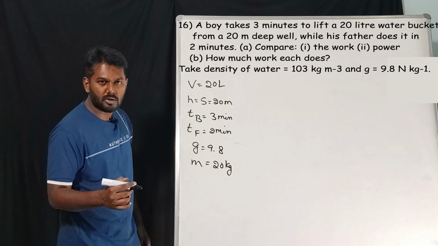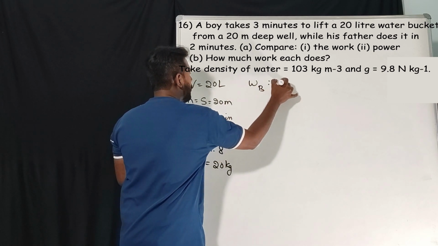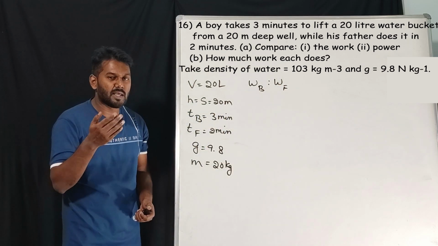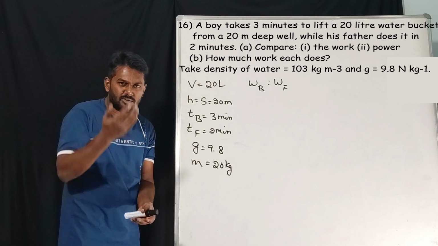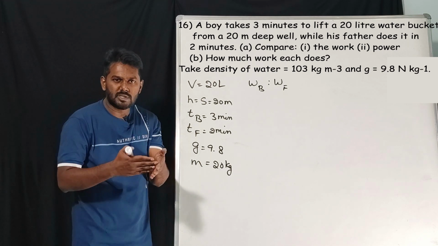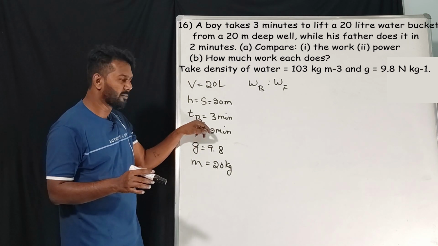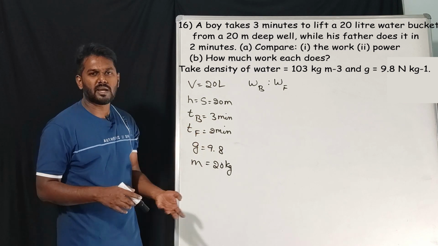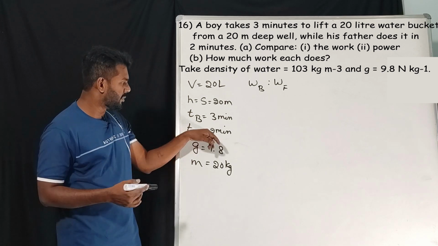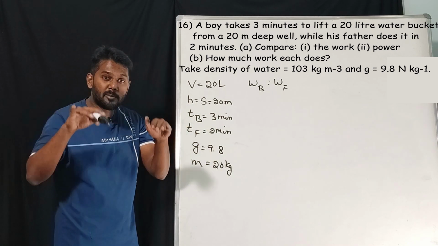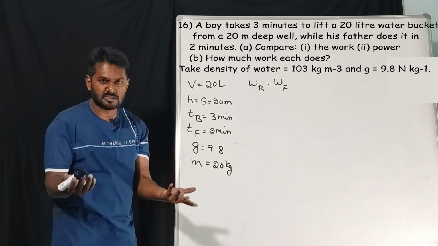Okay, now we'll go for the question. We have to compare work done, correct. Now, work done by the boy is to work done by the father. So here they are lifting the same volume of water with the same height, correct. So force and the displacement both remain same, and work done does not depend on time. So boy is taking 3 minutes and father is taking 2 minutes. Work done does not depend on time. If boy takes 5 minutes and father takes 1 minute also, work done remains same. Why? The volume of water you are lifting and the height remain same, correct.